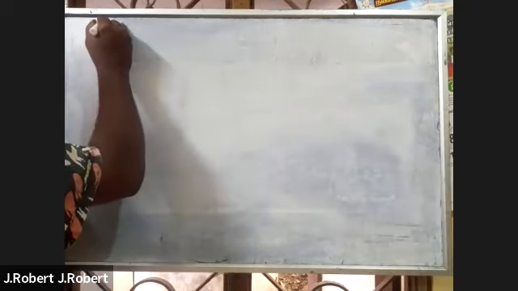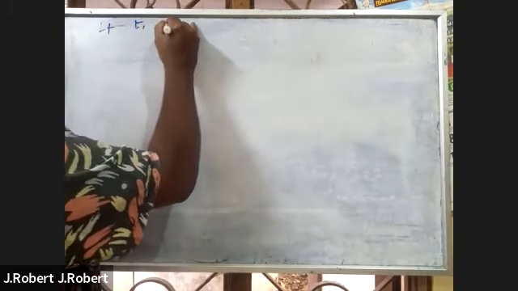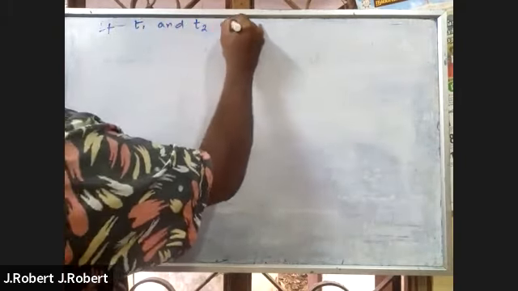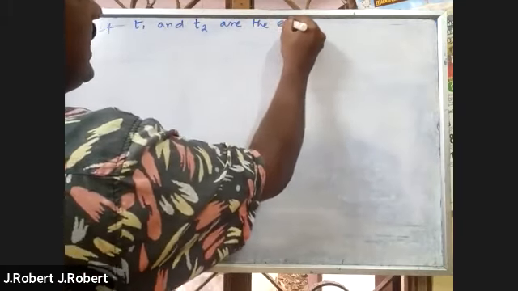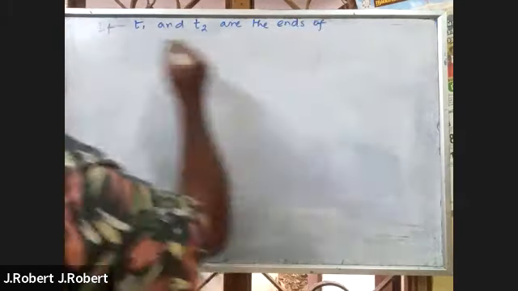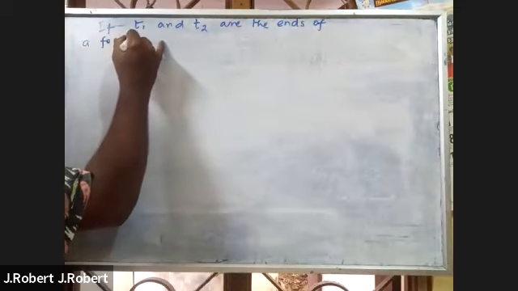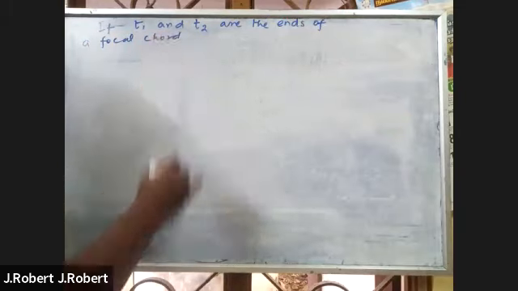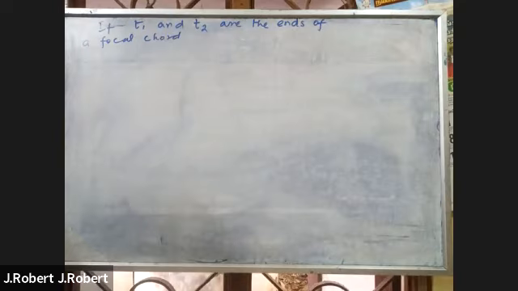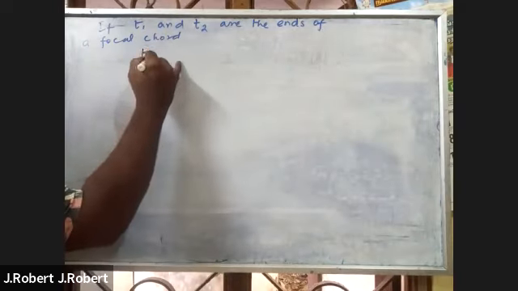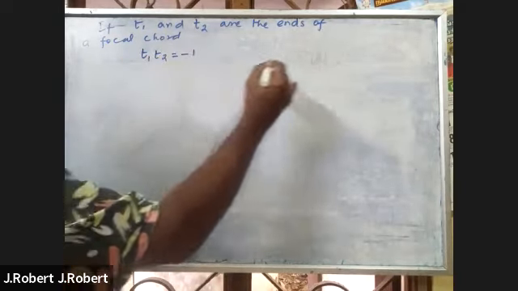Okay. Before we solve the in-text problems, I want to give you some standard results. Please take down the standard results. First one: if T1 and T2 are the ends of a focal chord, see, listen here, I'll just draw the diagram. Then T1 T2 is equal to -1.